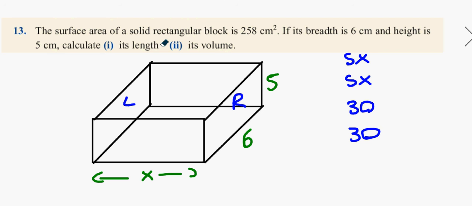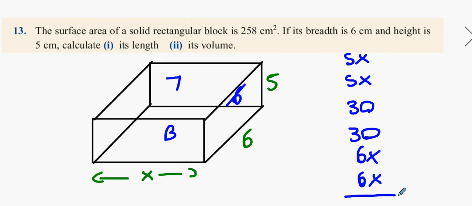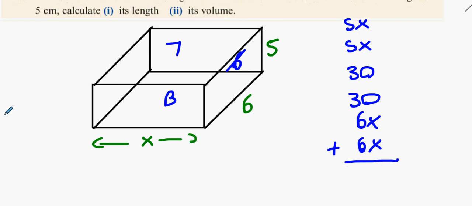258. 22x equals 198. X equals 9. What does it want from me after that then? The volume. How do you get the volume then, lads? 9 by 6 by 5, and that will get me 270 centimeters cubed.